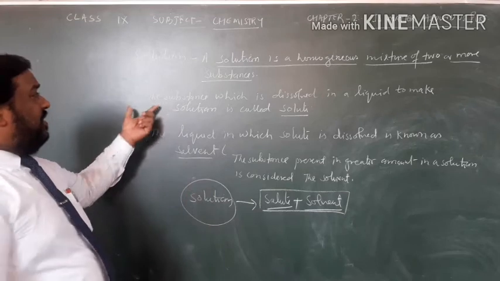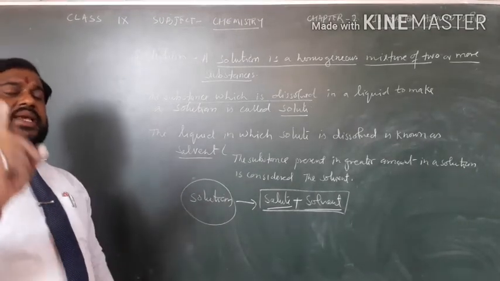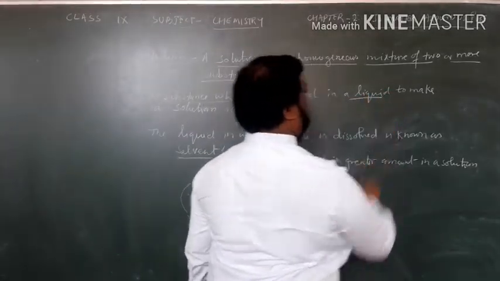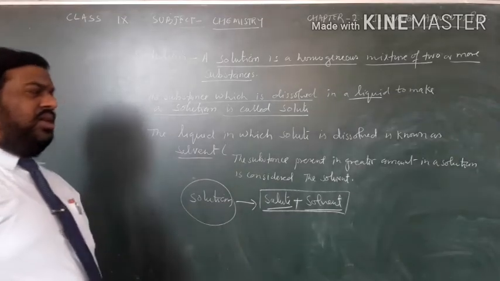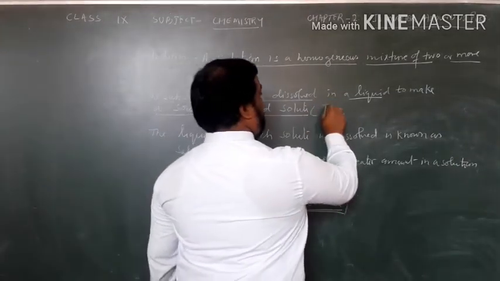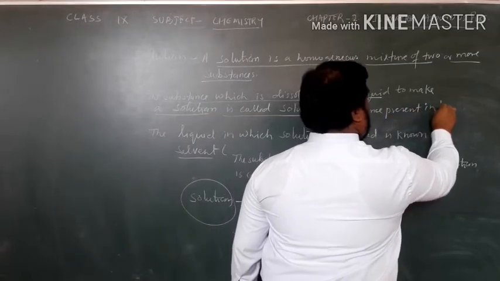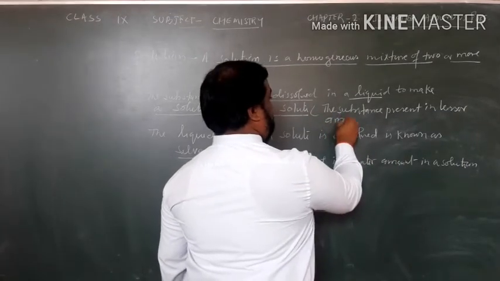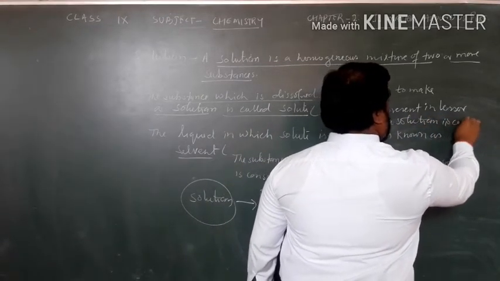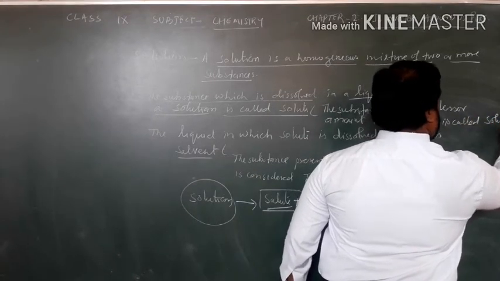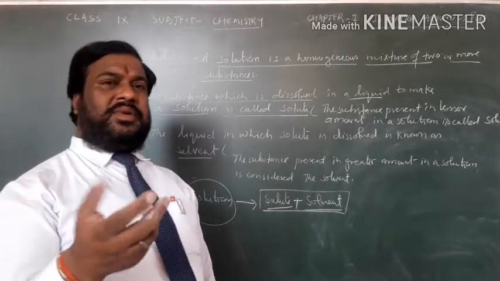Now the two parts. The substance which is dissolved in a liquid to make a solution is called solute. Or in another word, the substance present in a lesser amount in a solution is called solute. It means solute is present in a small amount and solvent is present in a large or greater amount.